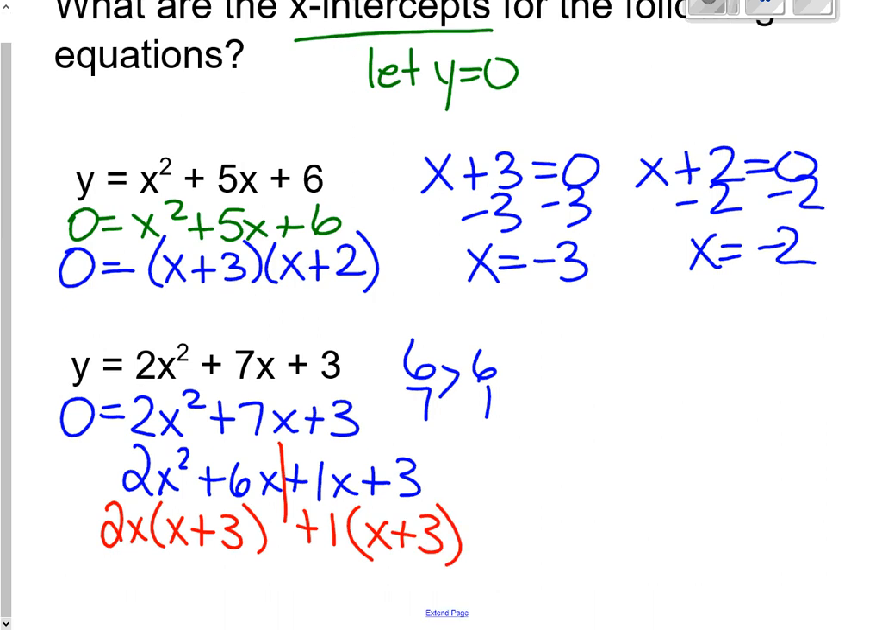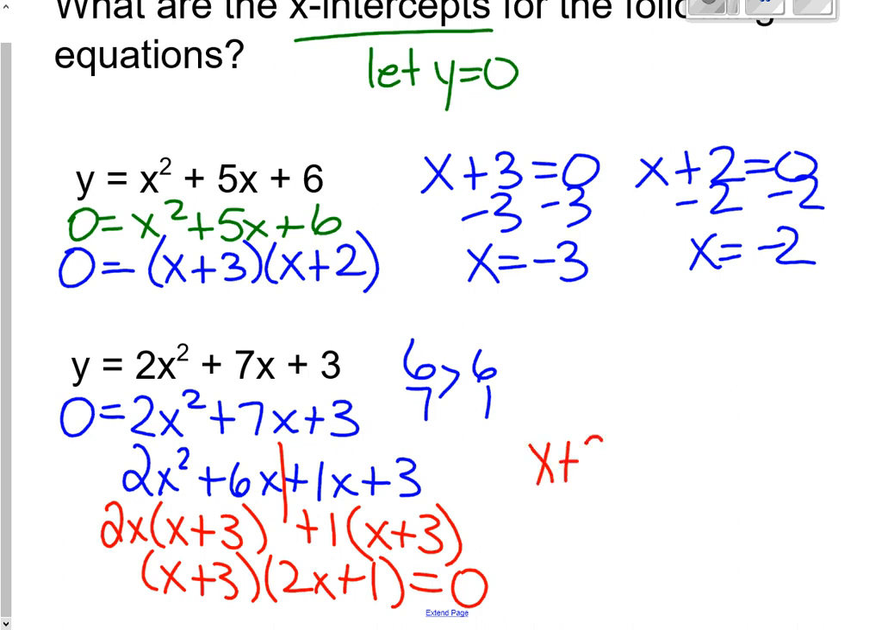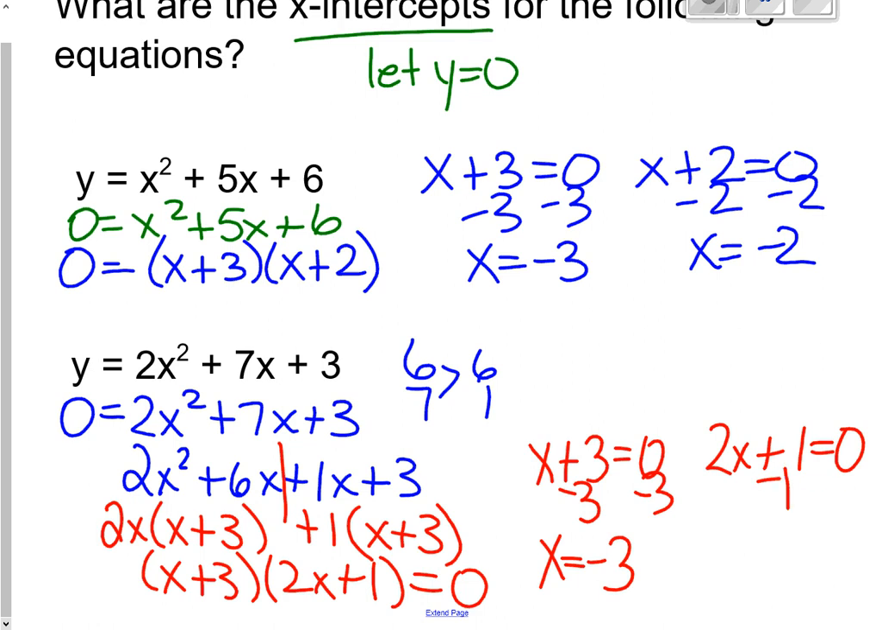And then from here, x plus 3 is my common set of brackets, leaving me with 2x plus 1 equals 0. And now I'm going to set each of those sets of brackets equal to 0. Let's subtract 3 from both sides, and I get x equals negative 3. And then over here, I'll subtract 1 from each side. Oops, negative 1, and then divide by 2. And that gives me x equals negative 1/2. So x equals negative 3 and x equals negative 1/2. And those give me the x-intercepts.